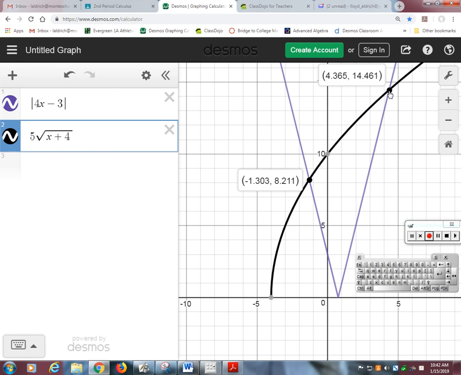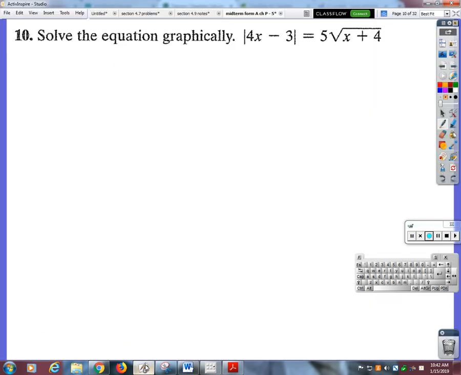Okay, so if you want to do it without graphing, you have to realize that absolute value is two separate equations for a straight line. This one is 4x minus 3. This one is negative 4x plus 3. So the way you would solve this without graphing is, let 4x minus 3 equal 5 times the square root of x plus 4, and then let negative 4x plus 3 equal 5 times the square root of x plus 4. Okay? And solving those two equations is a joy.